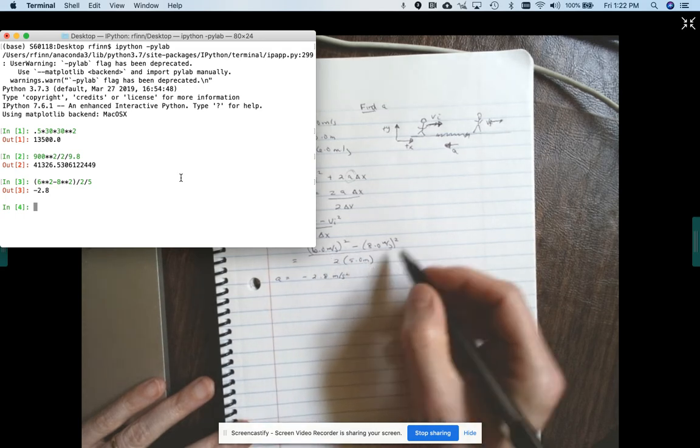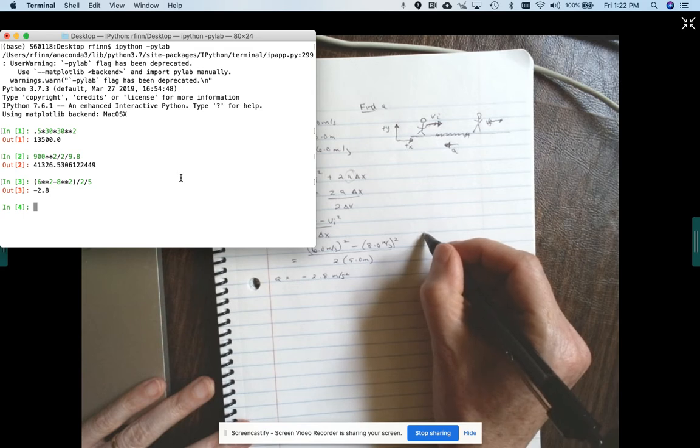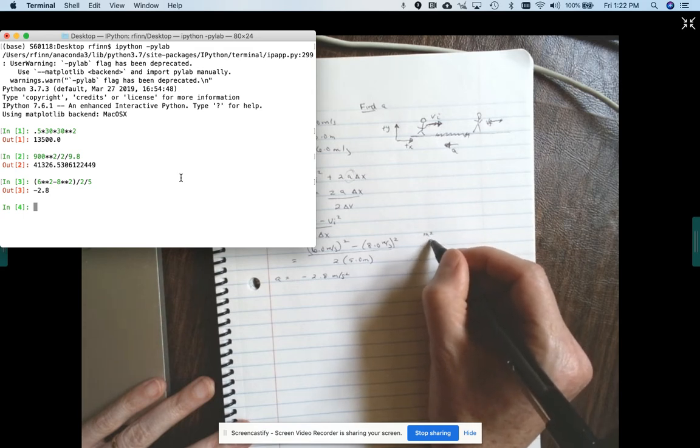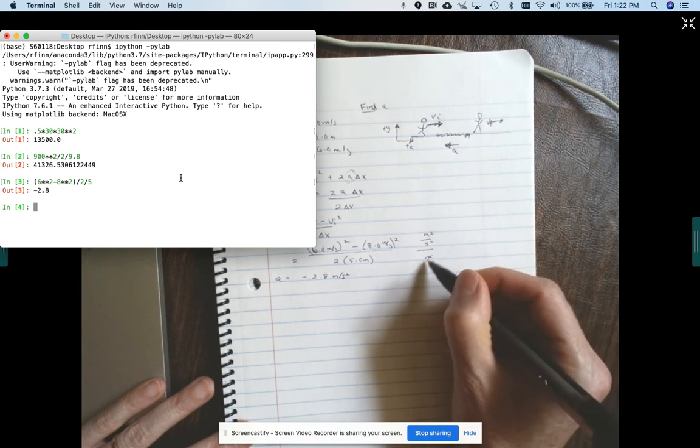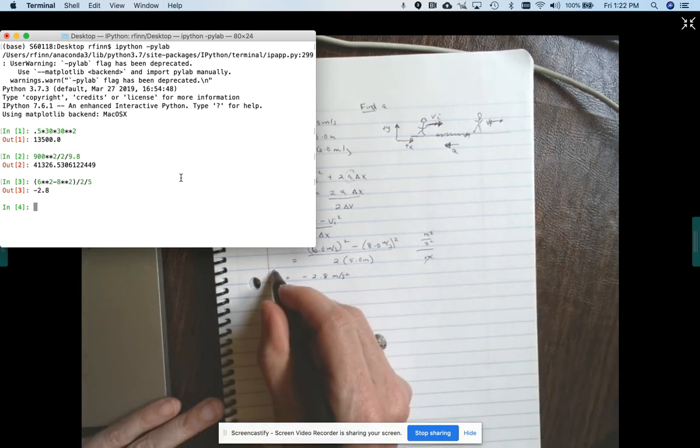And I can check my units here. On the top, from squaring the velocity, I get meters squared over seconds squared, and then I'm dividing by meters on the bottom. So one of those meters goes away.